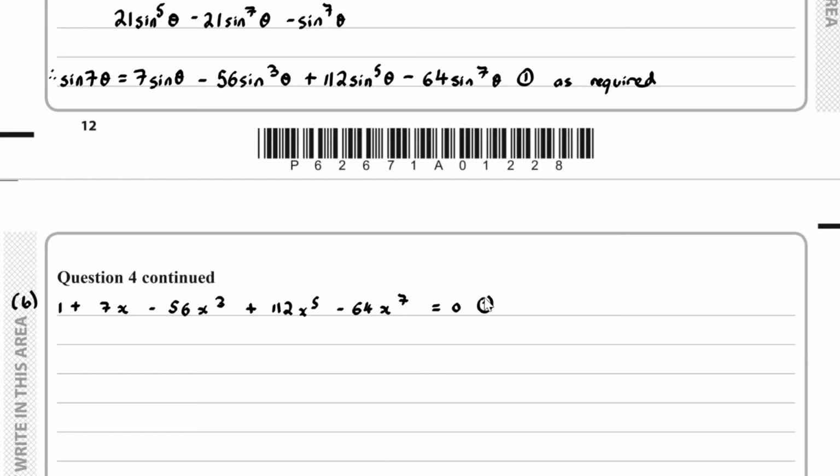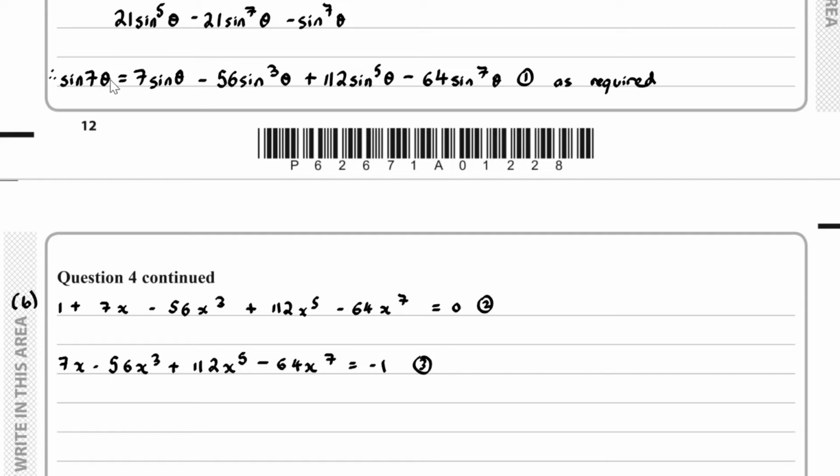And what we will do is compare equation 1 with equation 2. Well, what we can do is, if we take this 1 over to the right hand side, we have 7x minus 56x cubed plus 112x to the 5 minus 64x to the 7 equals minus 1. We'll call this equation 3.